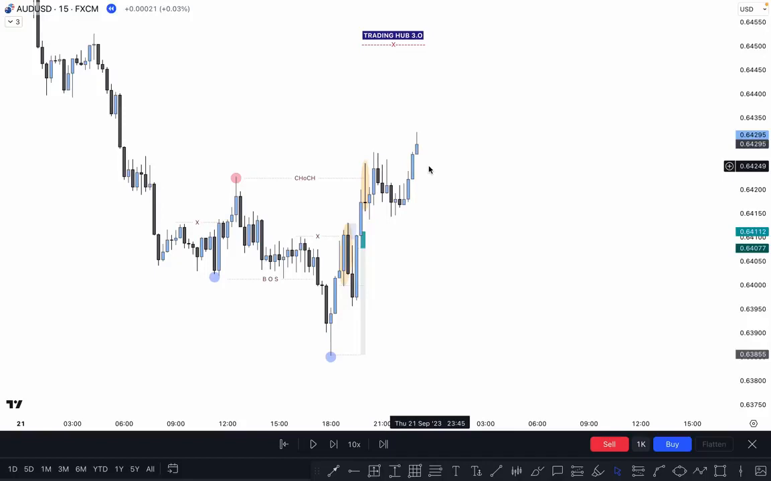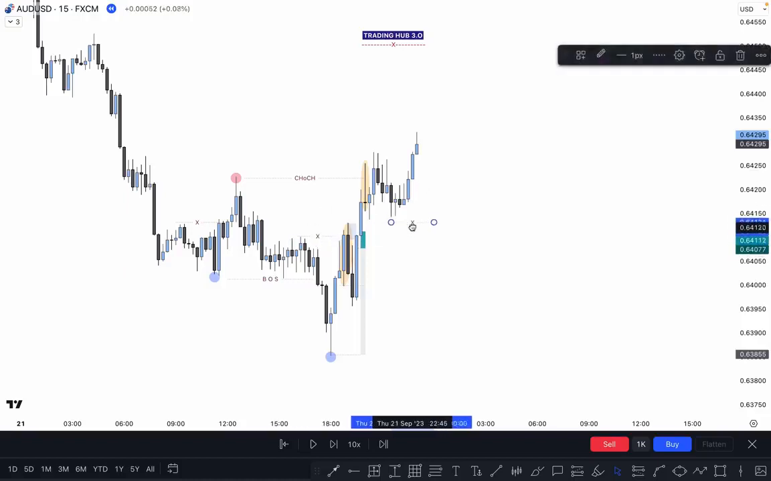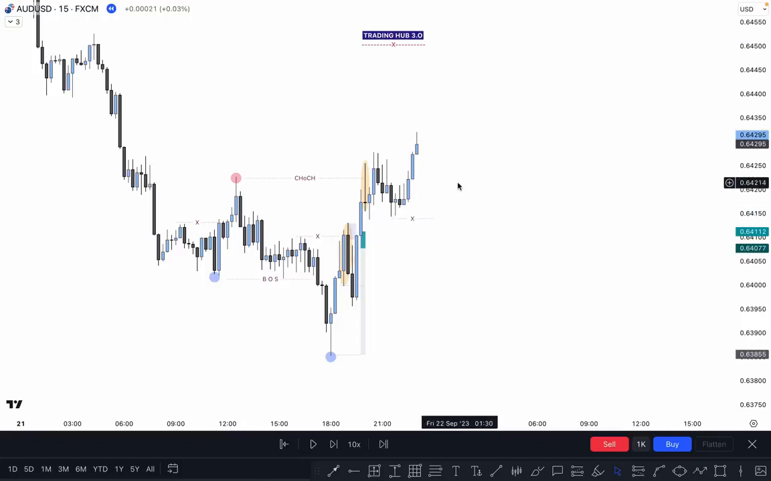Okay, so first of all you have to mark your inducement. So where is our inducement in this case? This point, right? Because this one is our first pullback, but in this leg you can see how many unmitigated order blocks are here, right?